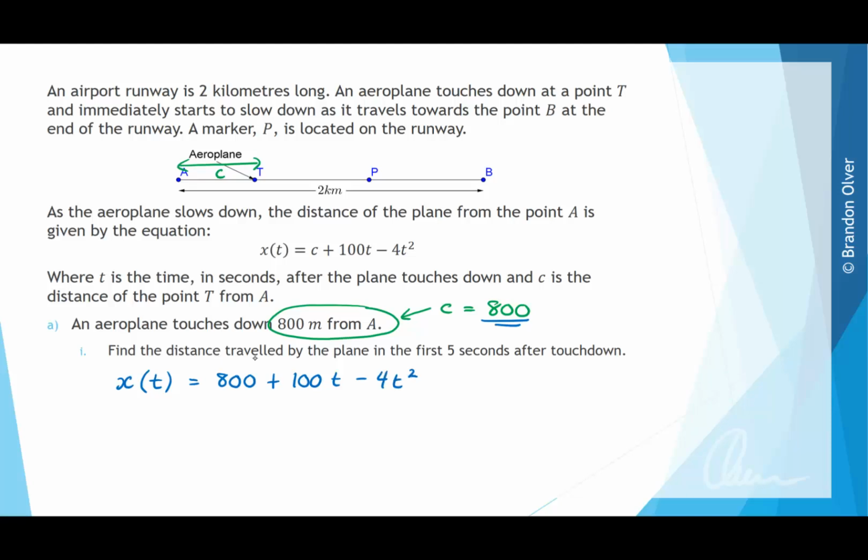So if we want to find the distance travelled by the plane in the first 5 seconds, we can evaluate that as being x of 5, which is the distance it's travelled after 5 seconds, subtract away x of 0, which is the distance it's travelled after 0 seconds. And when we do that, we find that that is equal to 1,200, subtract 800, which is equal to 400 metres. Therefore, after 5 seconds, the plane has travelled 400 metres.